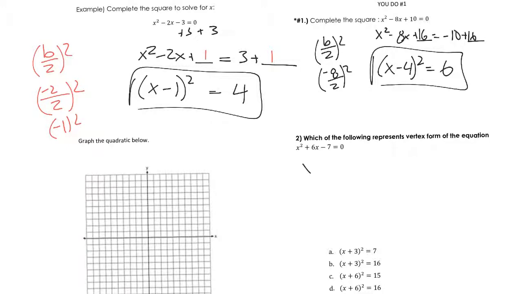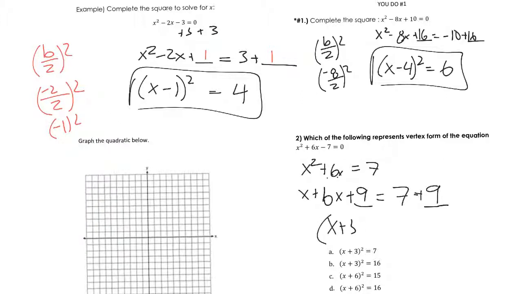And the bottom one, add the 7 over, so x squared plus 6x equals 7. Complete the square. The middle term divided by 2 would be 3. 3 squared is 9. Make sure you add it to both sides. So x plus 3 squared equals 16, which is answer choice B.